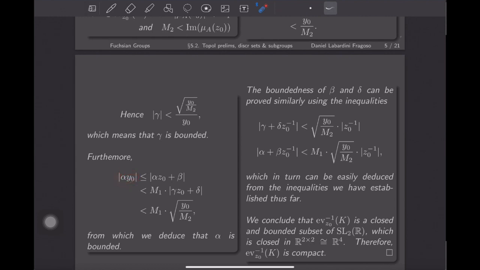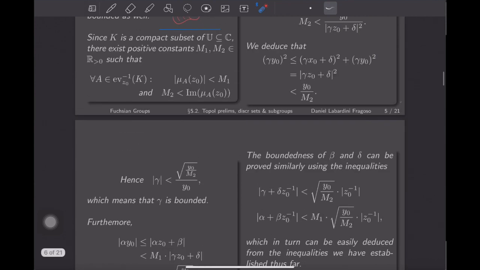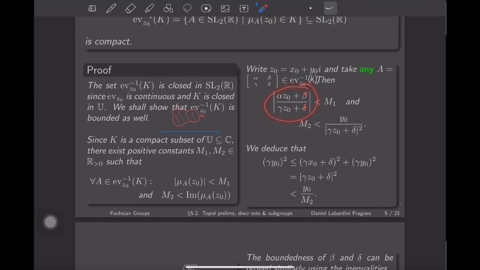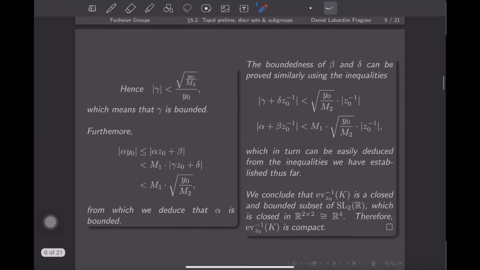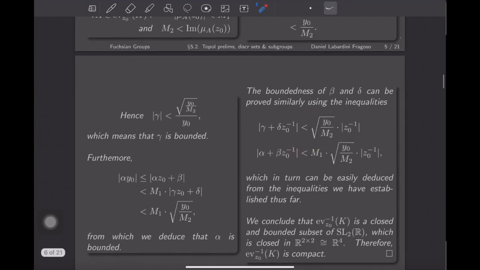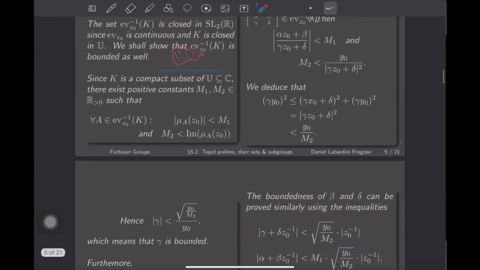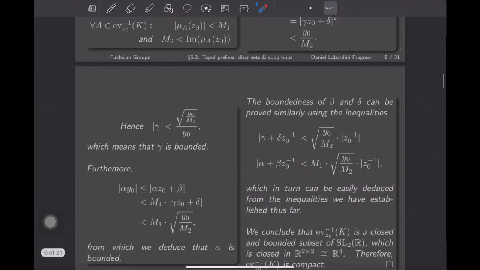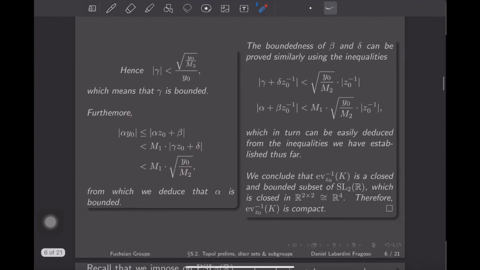So to bound delta and beta, now I want them to be accompanied by something related to z naught, so that I can play the same game. But of course here these beta and delta are not accompanied by z naught. So what I do is I just multiply by z naught inverse, and then I obtain this. And then from the inequalities I already have, I obtain this inequality and this inequality. And now using them and just the same technique, I can bound beta and delta.